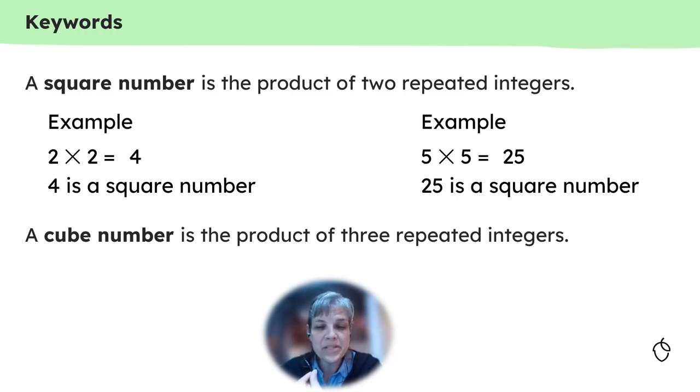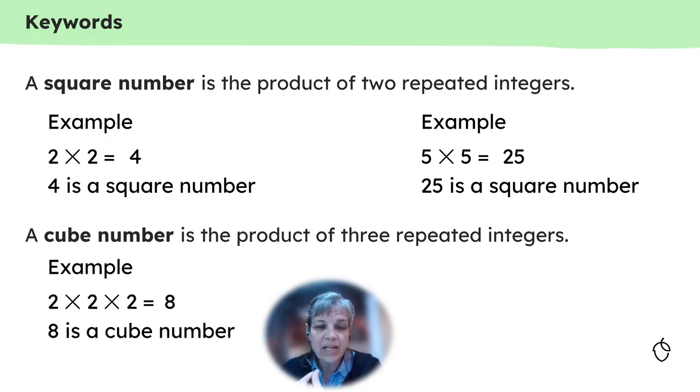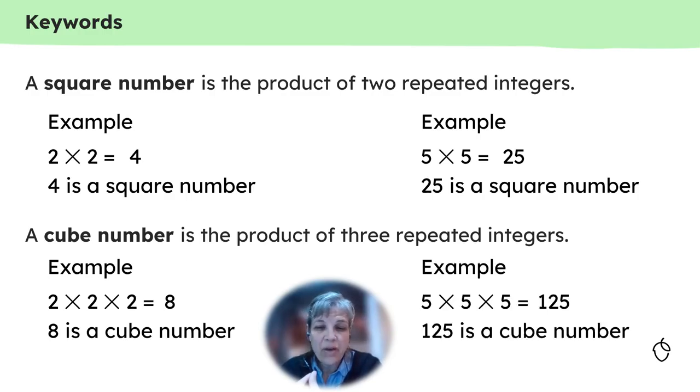There's many others. A cube number is when you repeat and multiply an integer by itself 3 times. Like 2 times 2 times 2 is 8. Or 3 times 3 times 3, or 4 times 4 times 4, like that. If you have 5 times 5 times 5, that equals 125. So those are called cube numbers.